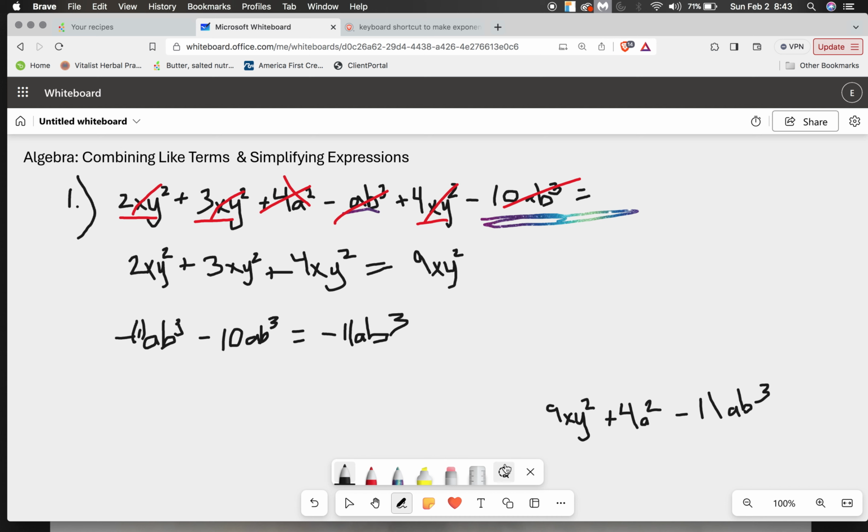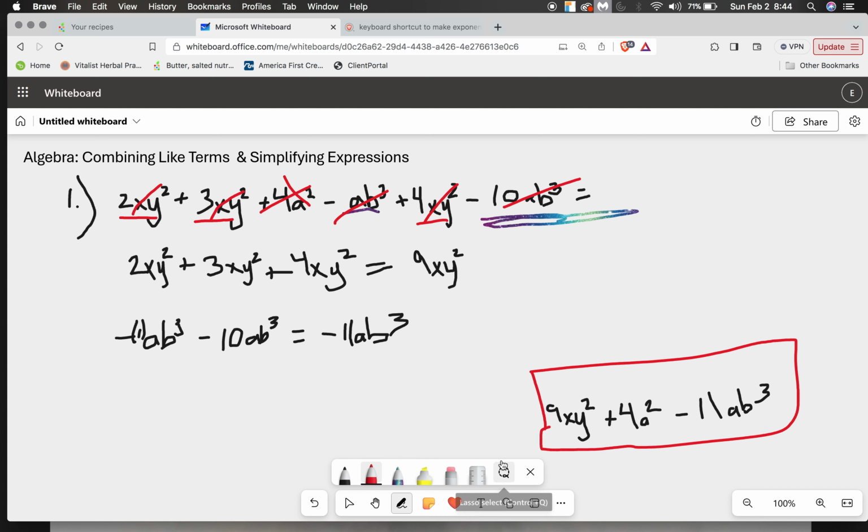Now we look at this problem and we say, is there any other like terms that could be merged together to make this any simpler? We've gotten it down from 6 terms to 3 terms, which is awesome. Is there any way we could make this simpler? The answer is no. There's nothing else that is alike that we could add together, so this is our final answer.